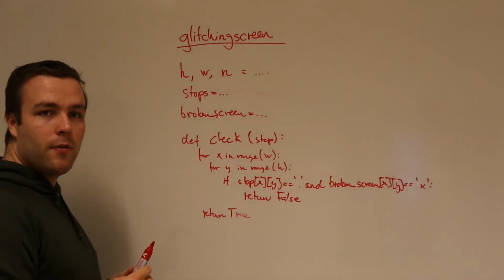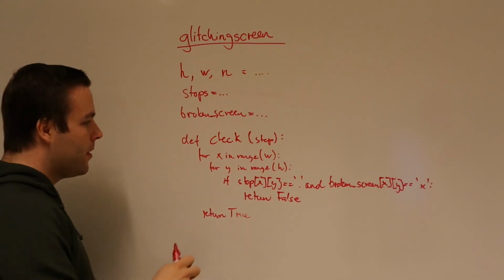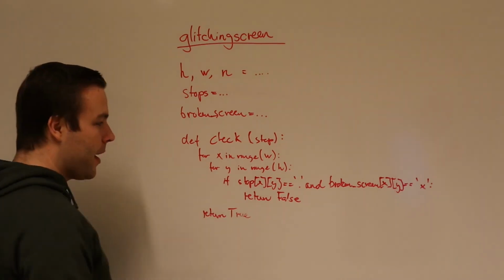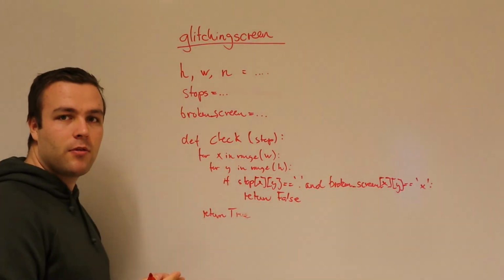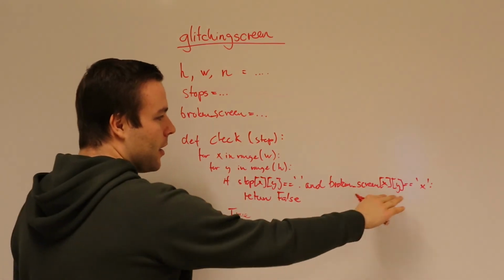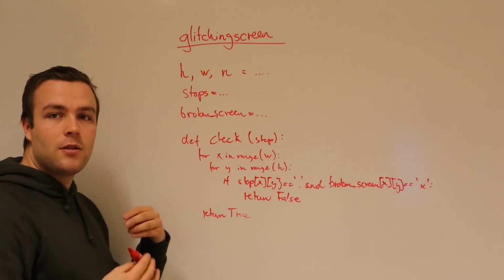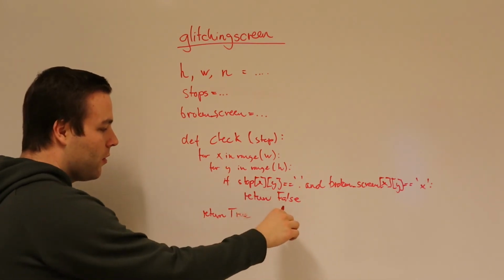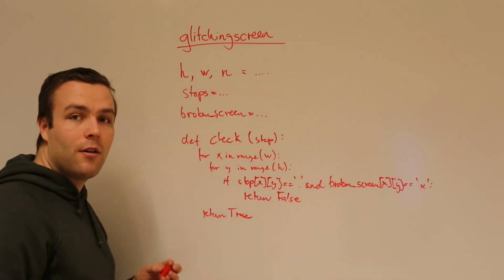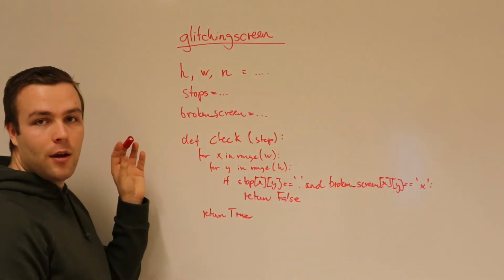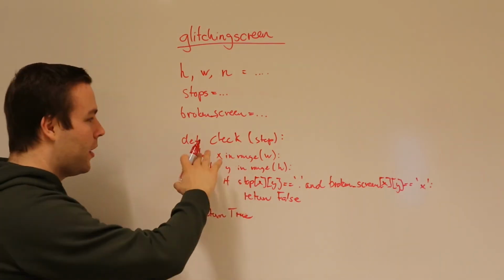So we start by defining a function that checks if a stop matches the broken screen. So we go over all the pixels, and if a pixel is off in how the screen normally looks, and it is on in the broken screen, we know that these two screens do not match, and we return false. And if this is not the case for any of the pixels, the broken screen could potentially show the stop that we are checking.